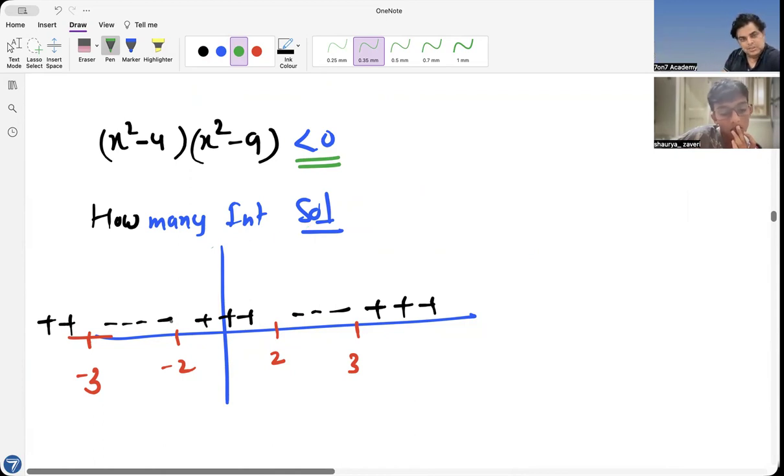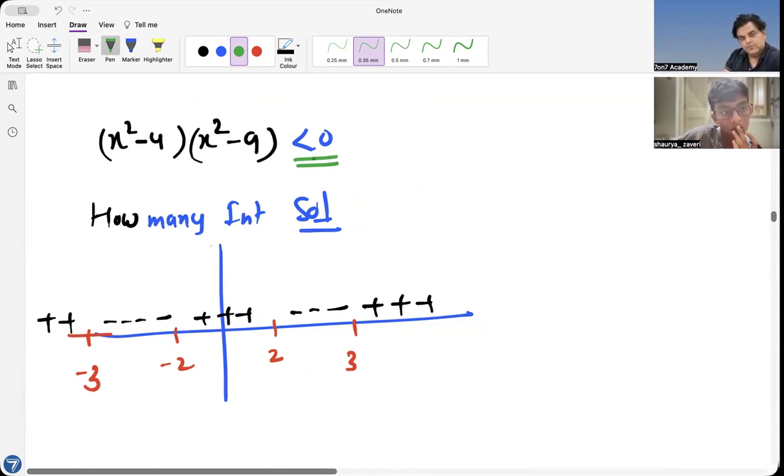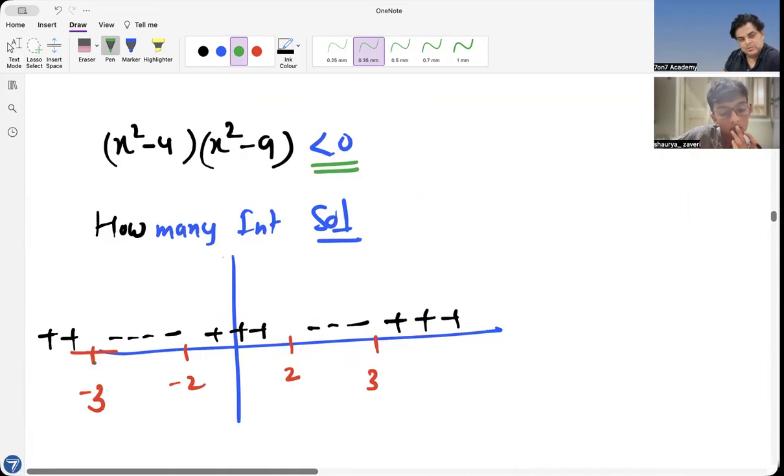See, this is negative now, so you are looking for negative. Here, what integer do you have between −3 and −2? There is no integer. I didn't put equal to. If I put equal to, then you can take −3 and −2, and also 2 and 3. So it's none, 0. There is no integral value which satisfies that. Understand?